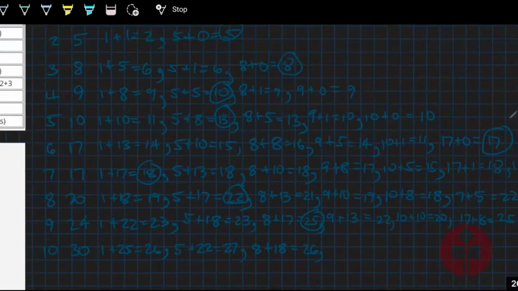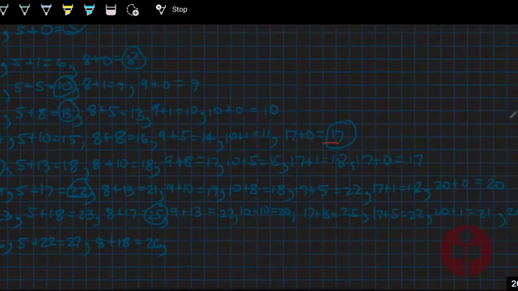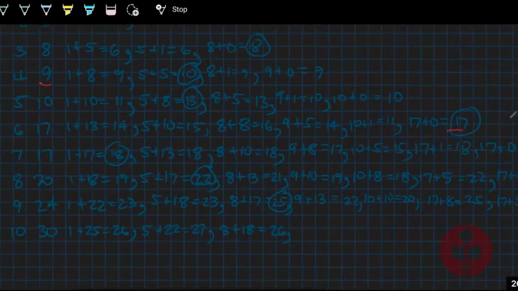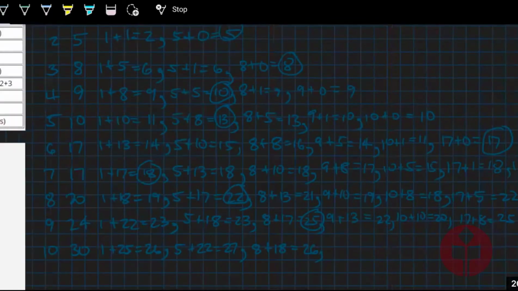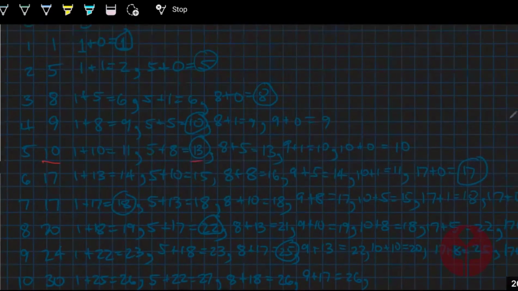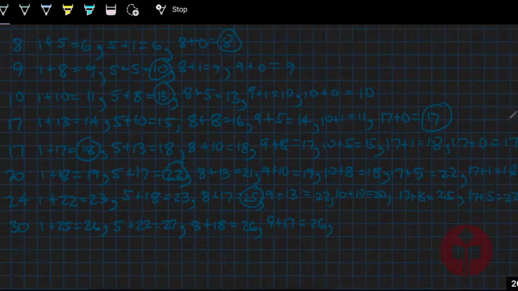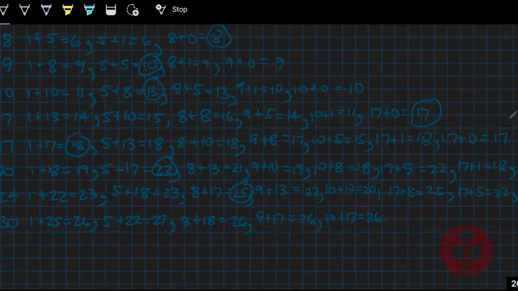Fourth, we're doing 9, and 17 is the fourth one, right? So 9 and 17. 9 plus 17, 26. Fifth calculation, fifth sum. We have 10 and 13. So 10 plus 13. Oh, not 26, 23.